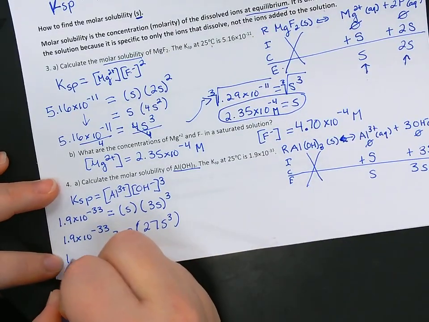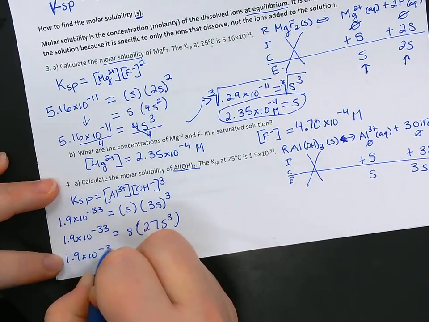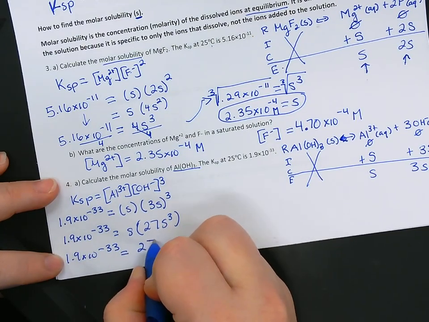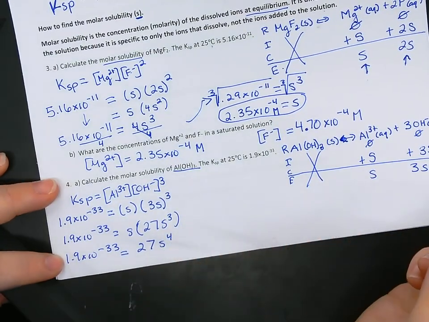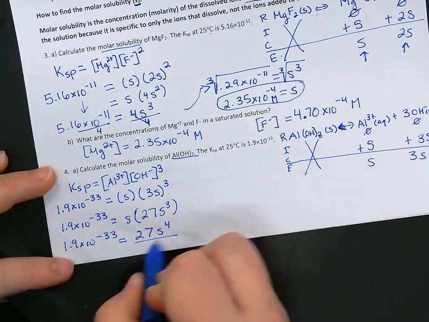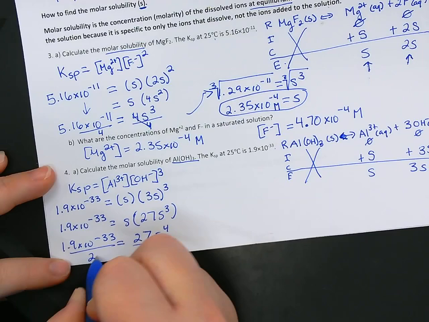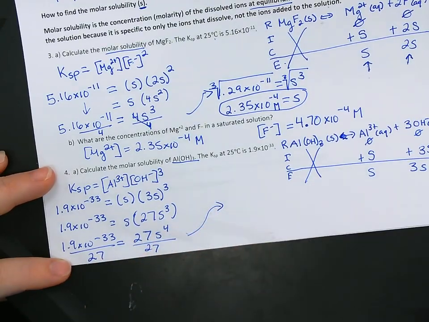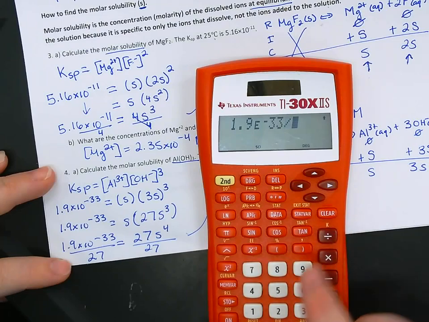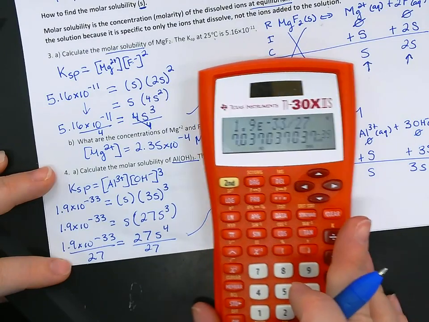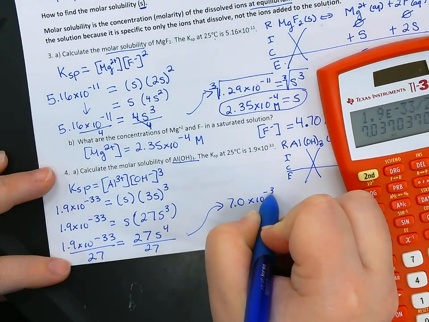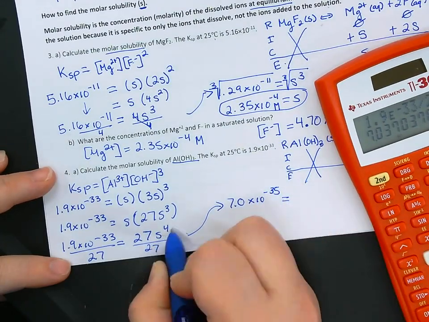All right, so then I've got 1.9 times 10 to the negative 33 equals S times that, so 27S to the 4th power. Ugly. All right, I'm going to divide by 27 on both sides. So I've got 1.9 times 10 to the negative 33 divided by 27, 7.0 times 10 to the negative 35 equals S to the 4th power.